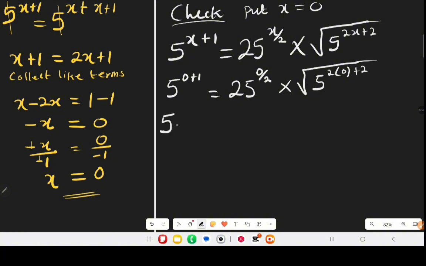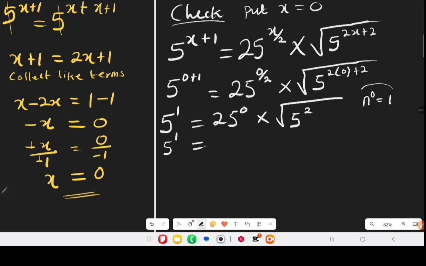This we change to 5 raised to the power of 0 plus 1 gives us 1 equals 25 raised to the power of 0 divided by 2 gives us 0 times root of 5 raised to the power of 2 times 0 gives us 0 plus 2 gives us 2. At this point, we have 5 raised to the power of 1 equal to anything raised to the power of 0, in law of indices, is equal to 1. When we have n raised to the power of 0, it is equal to 1.